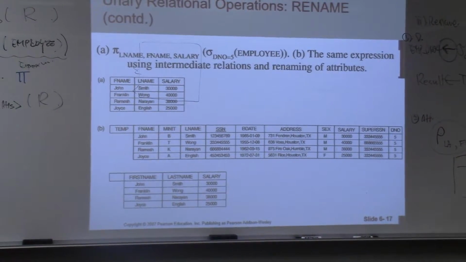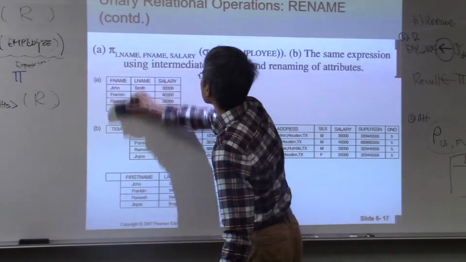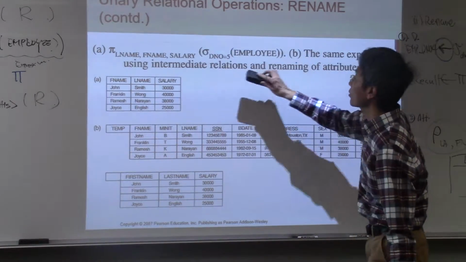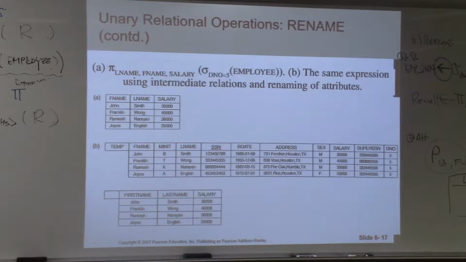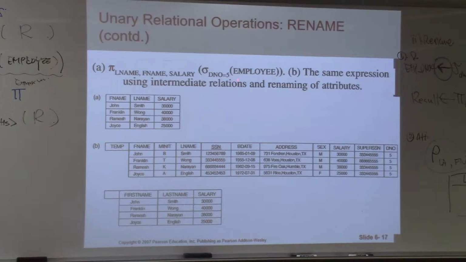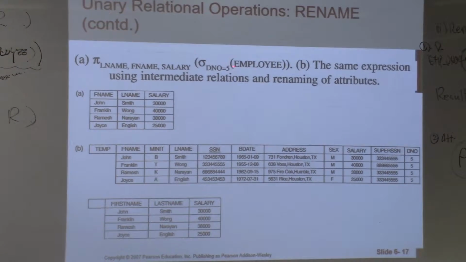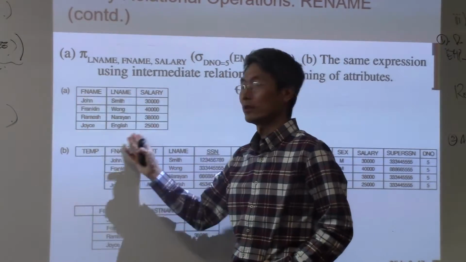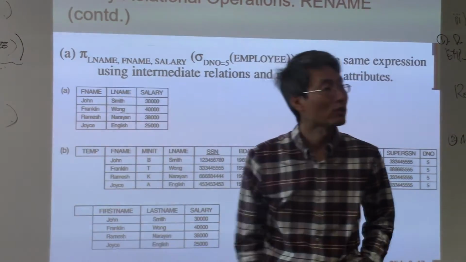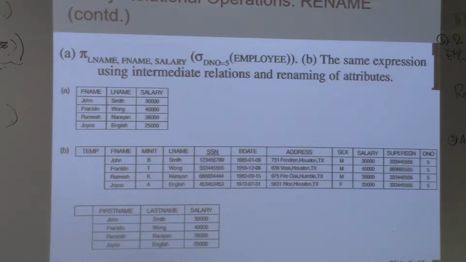So this is a rename. This is an example of a relational expression, because we have two operations. What does that mean? From employee, whose department is 5, retrieve last name, first name, and salary only. So this is the output of this relational expression. Then we can also rename.